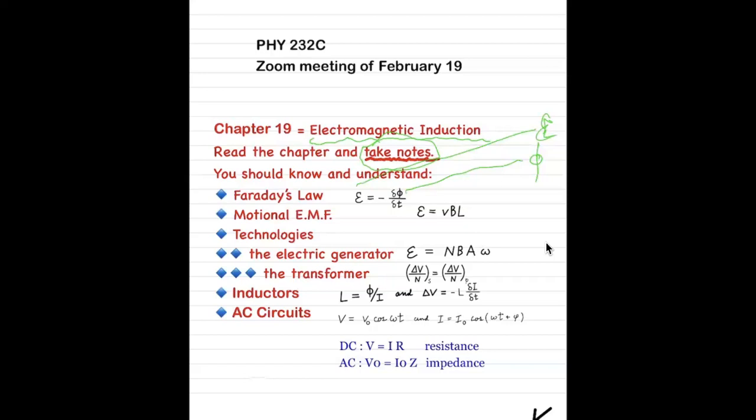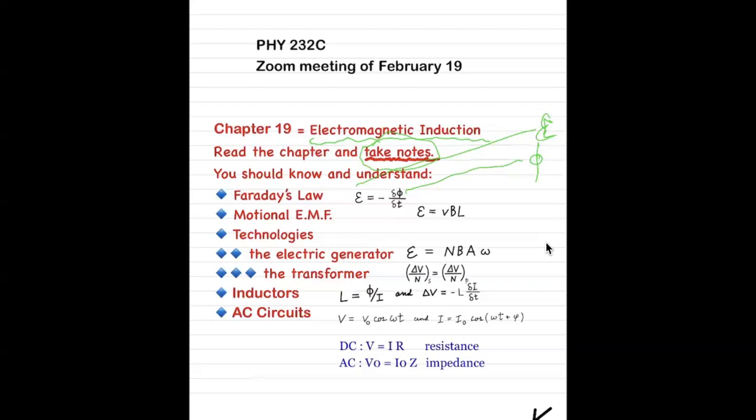There's a section on motional EMF. Perhaps the flux changes because a conductor is moving. So if a conductor moves through a magnetic field, there's an electromotive force or a voltage difference from one end of the conductor to the other.